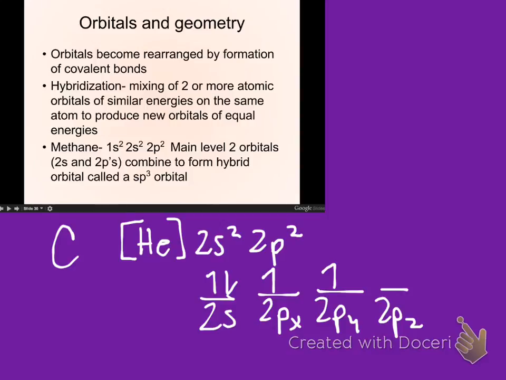It looks like it could share with a little hydrogen that's got a 1s here, and it could share there. But we know that carbon bonds how many times? 4. It's the basis of most of life on Earth, the fact that carbon bonds 4 times. This is hugely important. So how is this possible?